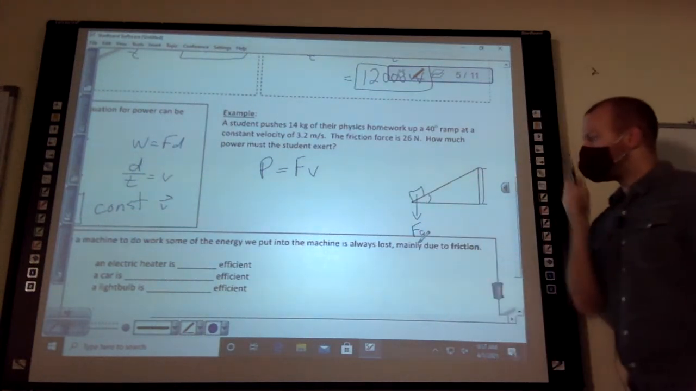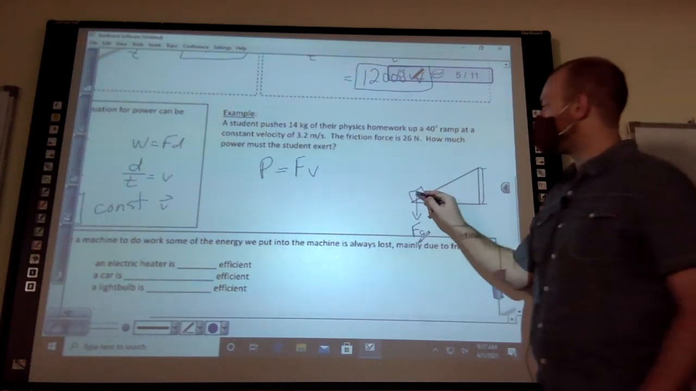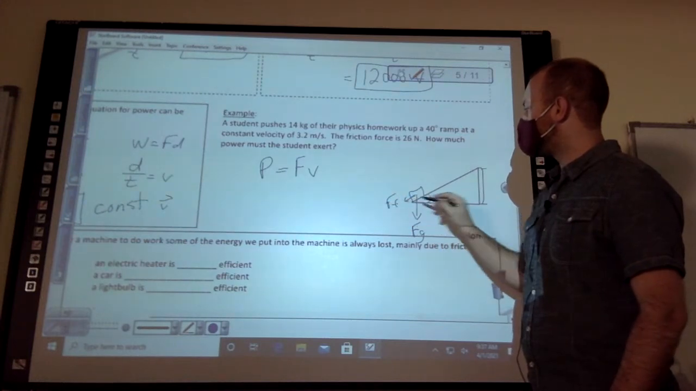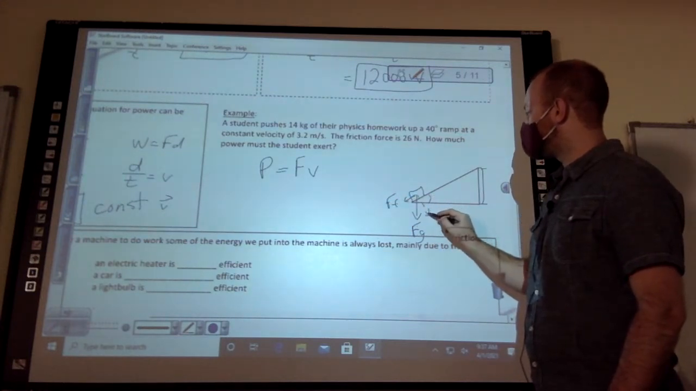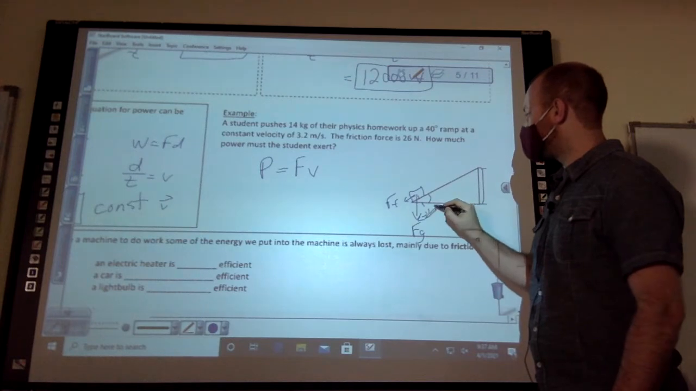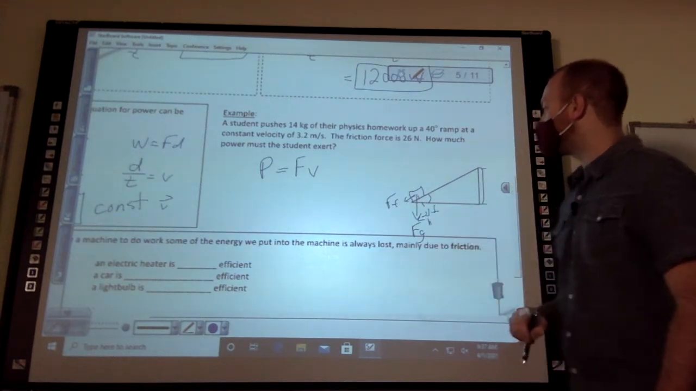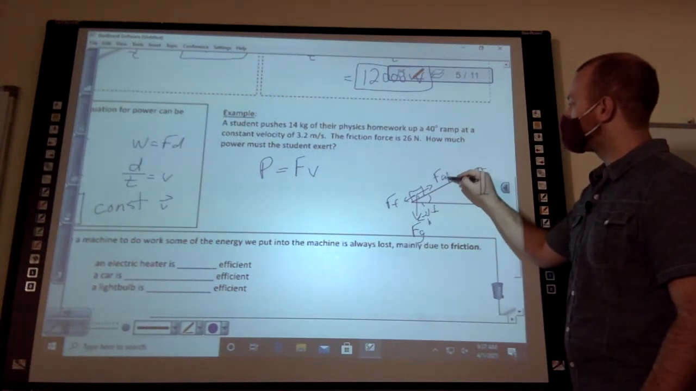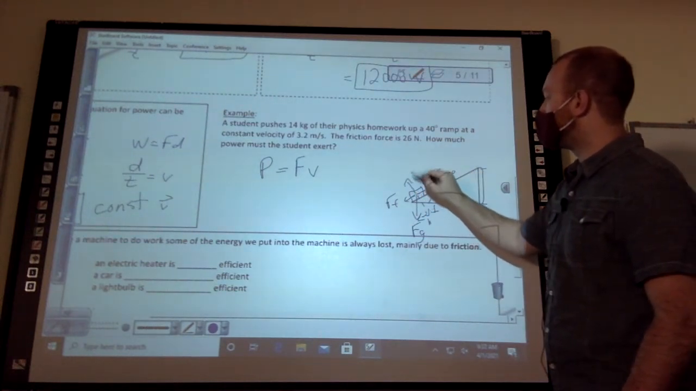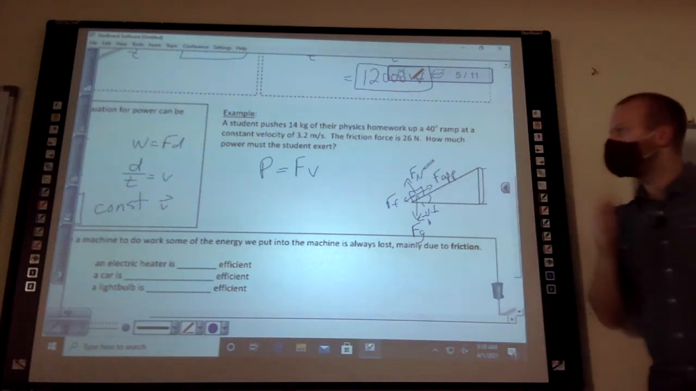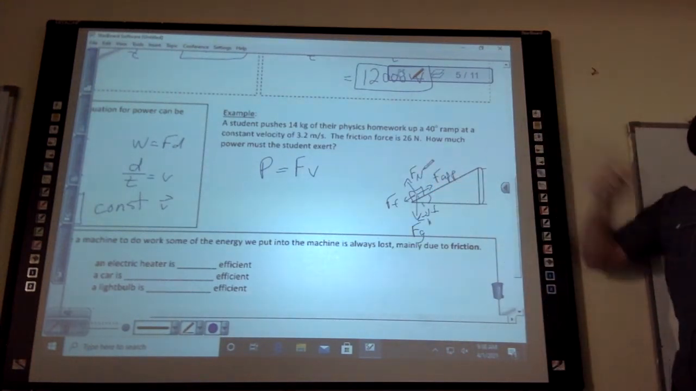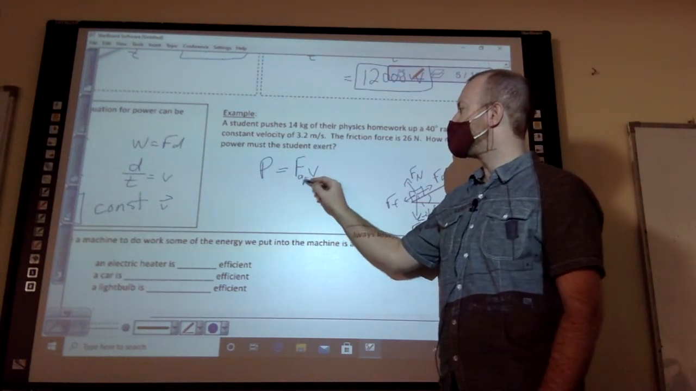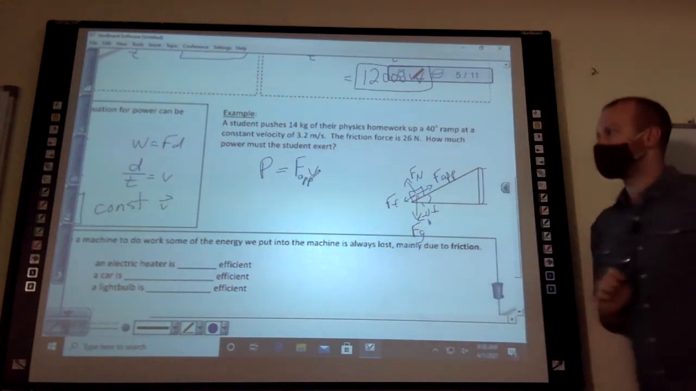So with this one, we've got a bunch of forces. We've got Fg, we've got force of friction. We're going to break this up into two components, our parallel and perpendicular. You have some force applied up here, and the normal force. So in this question, it says how much power does the student exert? So we need the force that the student is doing. So we first need to figure out force applied.